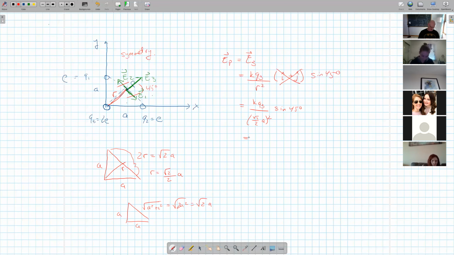Plug in my numbers. My daughter is protesting. This then works out to be 160.2 times sine of 45, because I didn't multiply that part out, newtons per Coulomb. There you go. So those would be our vector formulation of that. Okay, meaning that the magnitude of it is then just equal to 160.2 newtons per Coulomb.